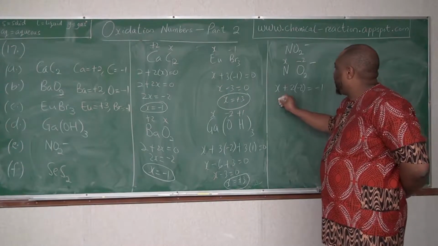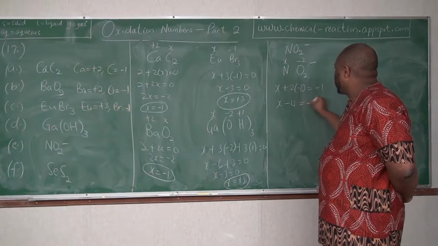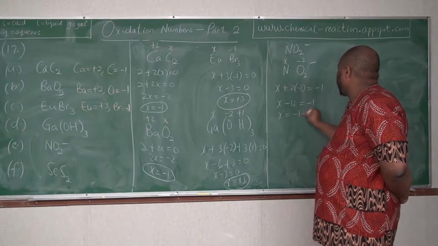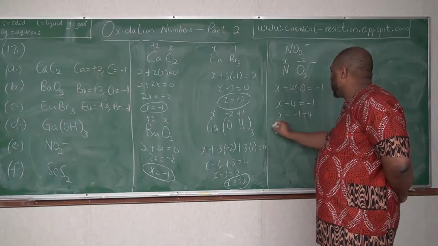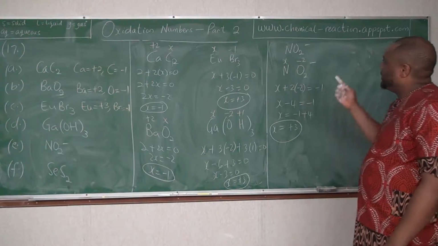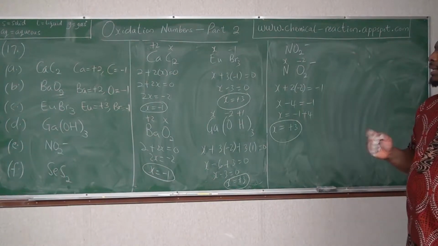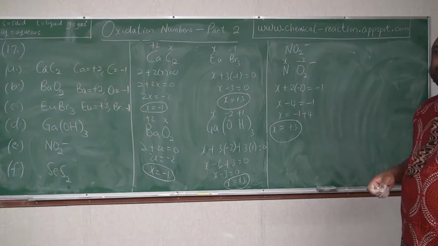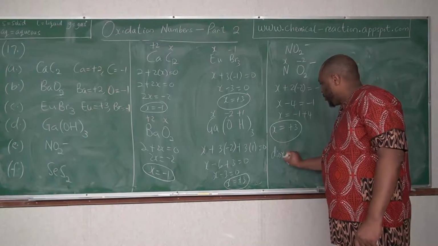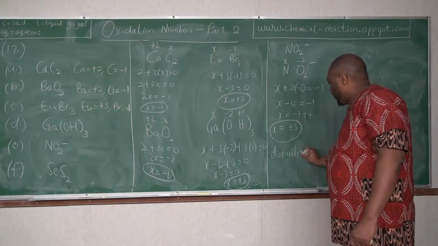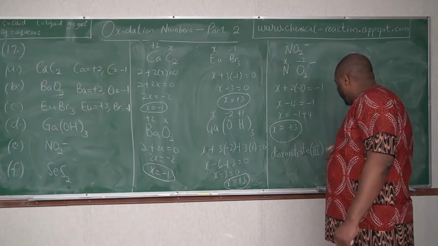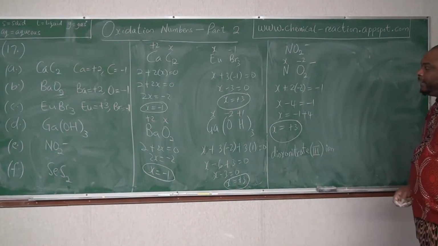So this is X minus 4 equal to -1. So X equal to -1 plus 4. X equal to +3. So this is a dioxonitrate 3 ion. Dioxonitrate 3 ion. Okay?